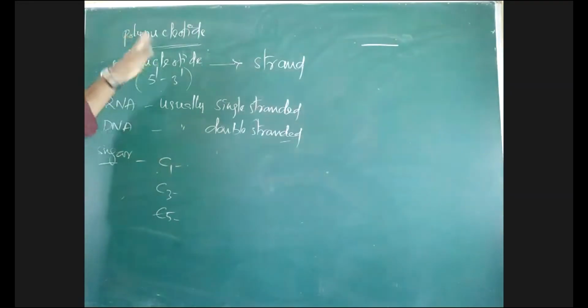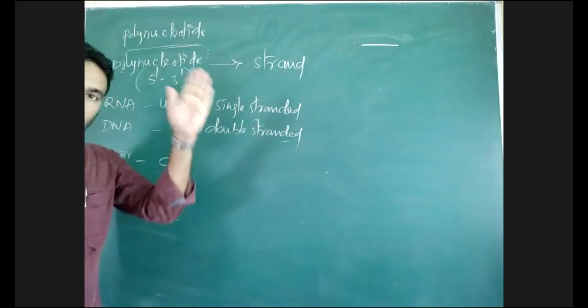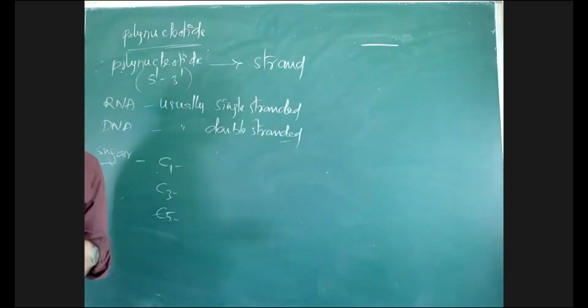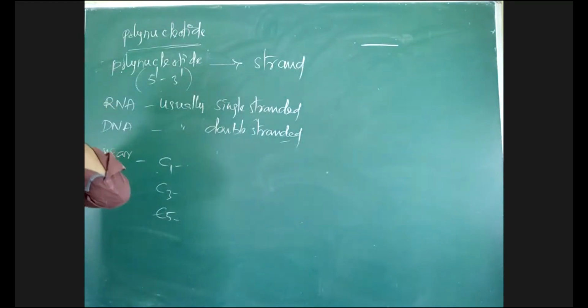A polynucleotide chain is there, no? A polynucleotide chain that has a 5 prime and 3 prime end. A polynucleotide chain which is formed of many nucleotides is called a strand.